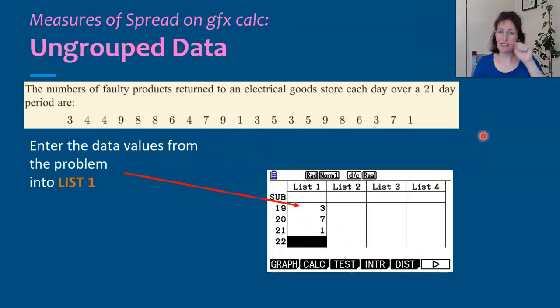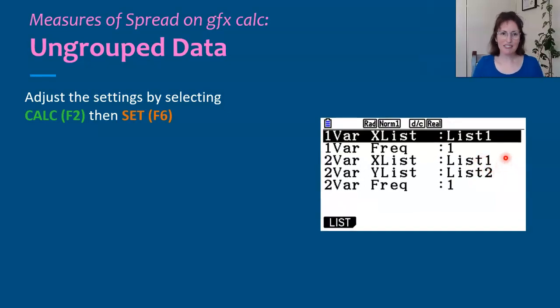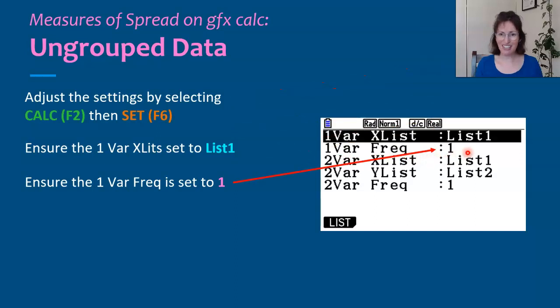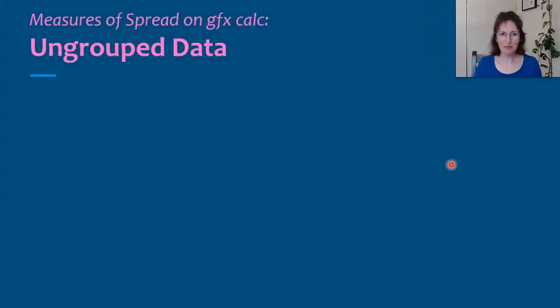You may have to delete the 22nd one so that your numbers match here, putting them in list 1, making sure they're correct. So it's 21 days. Remember to check that it lines up with the number 21. And then where do we find the summary statistics, so to speak? So in your calculators, F2 lines up with calculate, and then we need to set it, F6, and you need to check that your values match this. We're interested in list 1 and the frequency of 1 as we see here. And so that's just saying we just want one of each value. We don't want multiples of any of them.